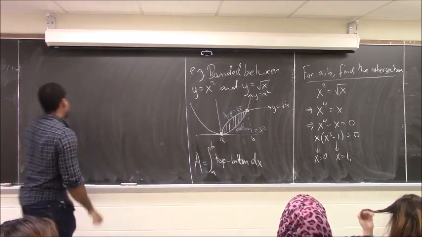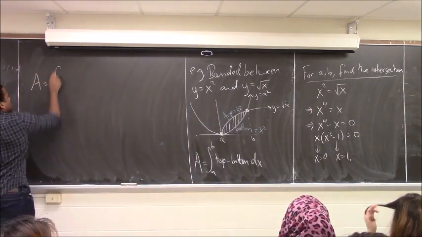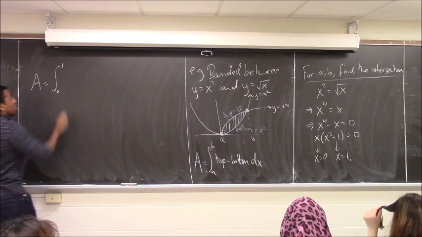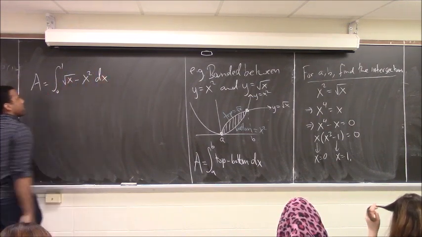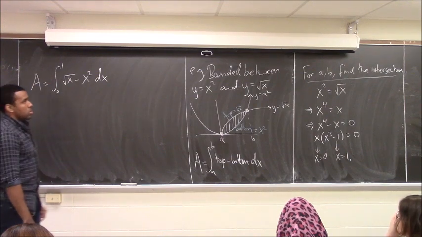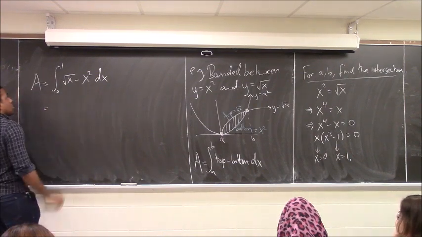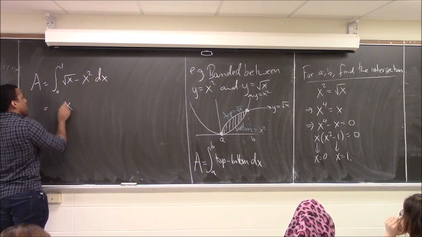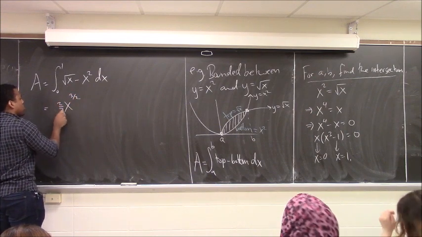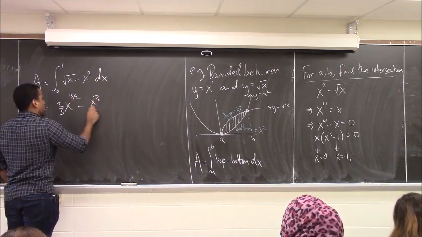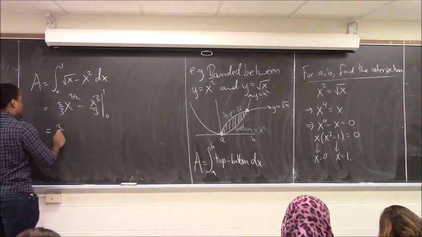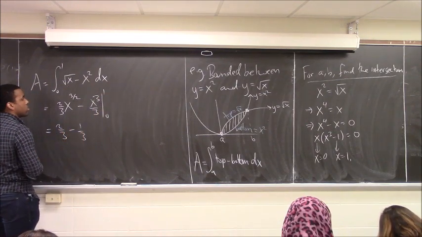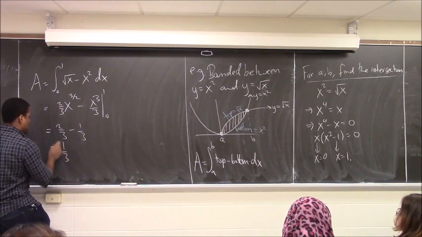So the area I'm after is the integral from 0 to 1 of the square root of x minus x squared. That's x to the half, add 1 to the power, divide by the new power, add 1 to the power, divide by the new power. Plug in 1, 2/3 minus 1/3. 1/3 is the answer.